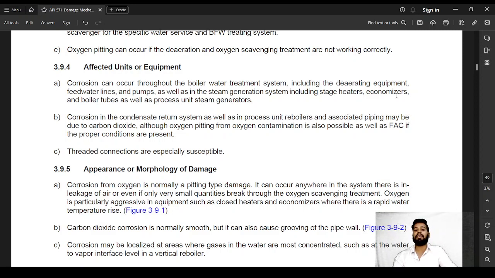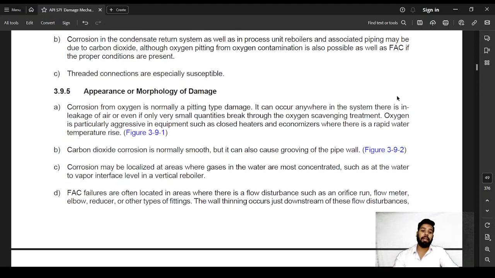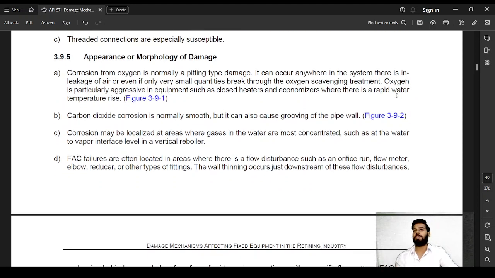Corrosion in the condensate return system, as well as in process unit boilers, reboilers, and associated piping may be due to carbon dioxide, although oxygen pitting from oxygen contamination is also possible, as well as flow accelerated corrosion if proper conditions are present. Threaded connections are especially susceptible. Appearance: it will have a pitting type of appearance, and a groove-like appearance on the inner surface of the pipe or the equipment.